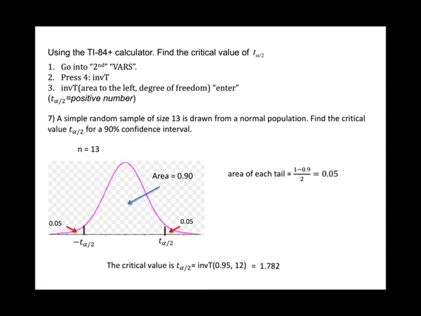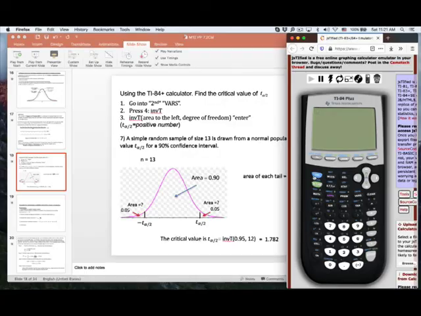Okay, let me show you guys with the calculator. Second, bars, you're going to see the option for inverse T. Enter, area from the left, 0.95, comma, and then degrees of freedom, n minus 1, which is going to be 12. Enter. You can see my calculator is running right now. 1.782. Okay, 1.782.